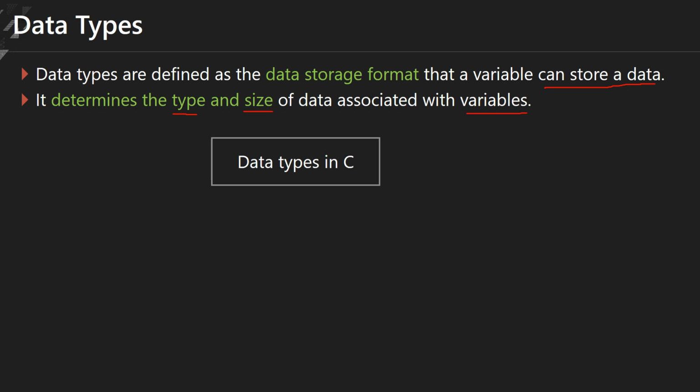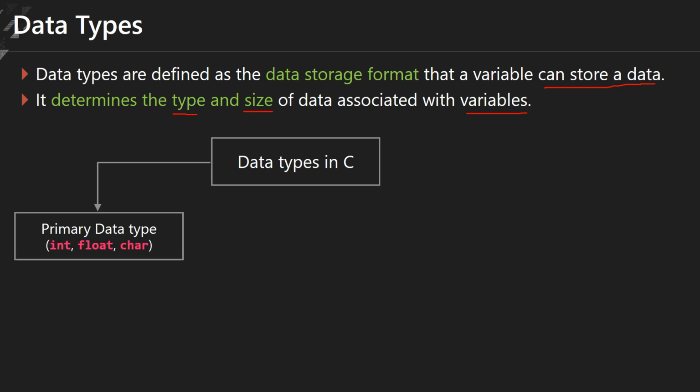So that is always associated with the variables. Now we'll discuss what the data types in C are. First, all of you know that the first type is primary data types. Primary data types generally have three types: int, float and char. Along with these, other data types are also available, that is double, and there are also string data types, which will be discussed a little later.